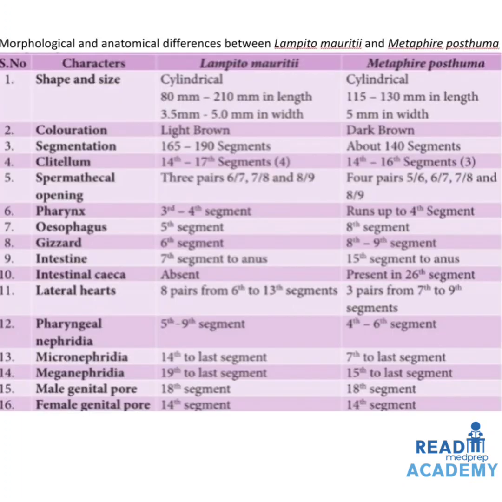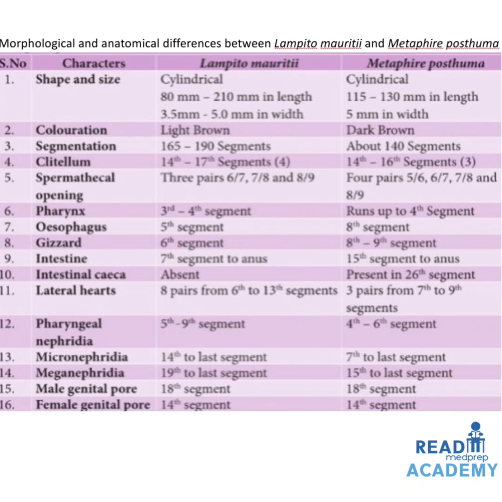Now, what are the differences between Lampito mauritii and Metaphire posthuma? Serial number, characters, Lampito mauritii, Metaphire posthuma. Shape and size: Lampito mauritii is cylindrical in shape, about 80 to 210 mm in length, 3.5 mm to 5 mm in width. Whereas Metaphire posthuma is cylindrical, 115 to 130 mm in length, 5 mm in width.